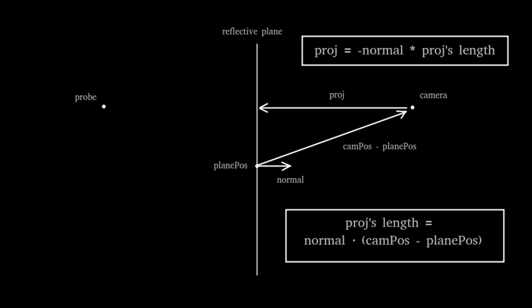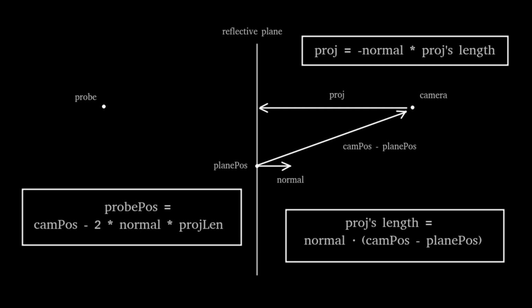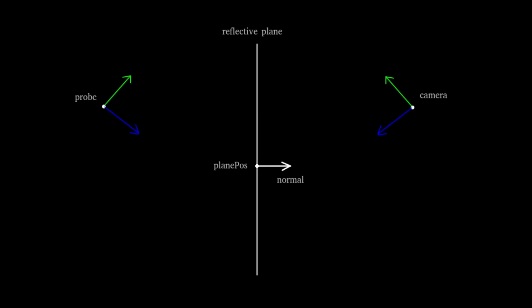However, luckily, we already know that the direction of the projection vector should be equal to the normal vector's direction. So yeah, we have here on the screen that the projection vector should be equal to the minus normal vector times the projection's length. Easy so far? Maybe not so easy, right? Yeah, but then again, we have that the probe position should be equal to the camera position minus 2 times the normal and the projection length. But wait, it is not over yet. We still have to figure out the rotation of the probe.